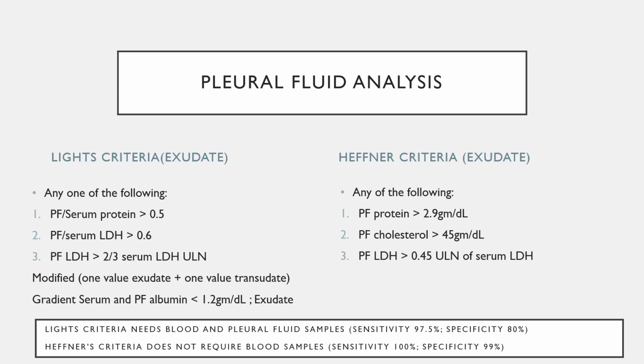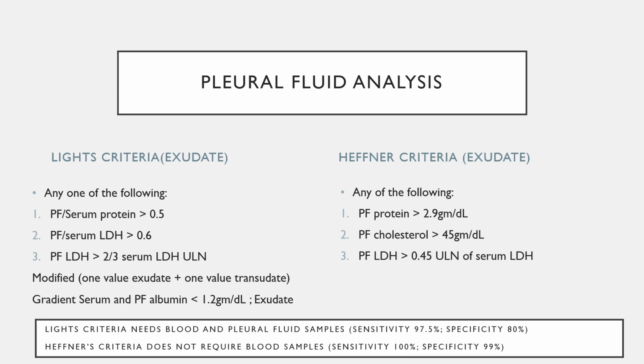So when trying to implement Light's criteria, you collect the serum sample and also the pleural fluid sample. The serum sample you draw via phlebotomy, and then you send it for the protein, the albumin, and also the LDH. The lactate dehydrogenase is an inflammatory marker. After getting the pleural fluid and the serum values, you compare them and try to apply this criteria.